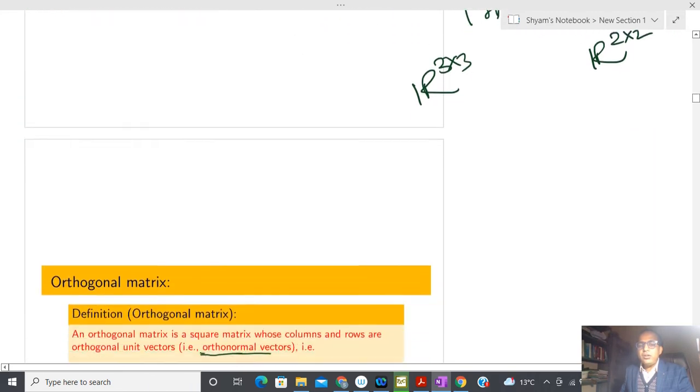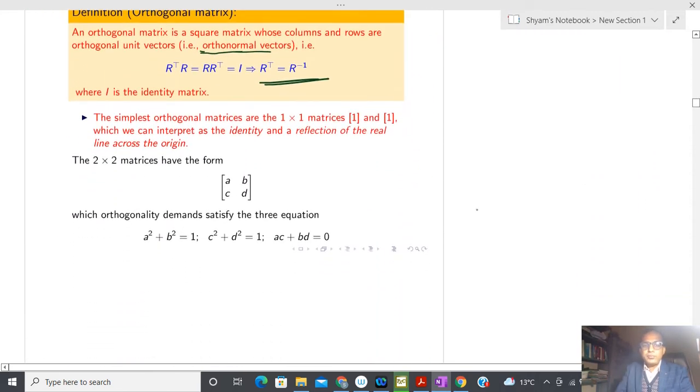Now let us try to understand the property of this matrix. If I want to construct an orthogonal matrix, for the one dimensional case I have two options, either 1 or -1. We can interpret that as the identity or a reflection about the real line. So in one dimension that is not a problem, because it satisfies all the properties I have stated here. Let us come to 2 dimensions.